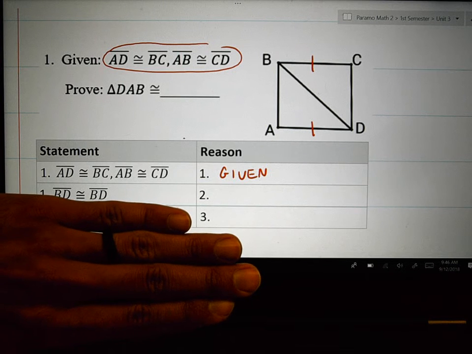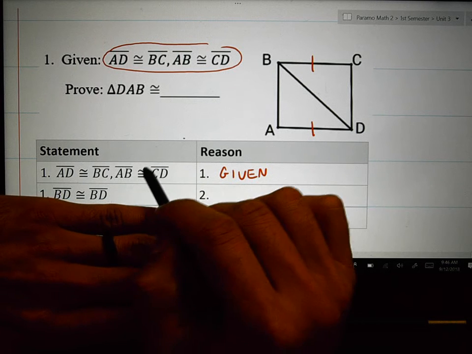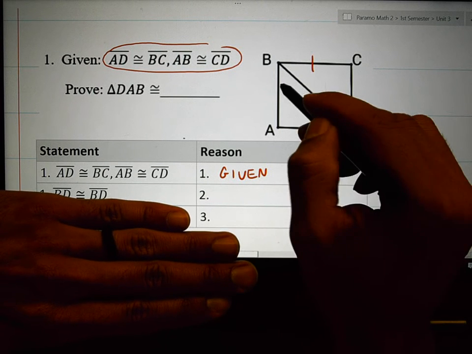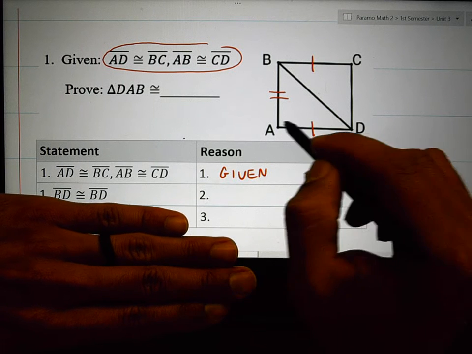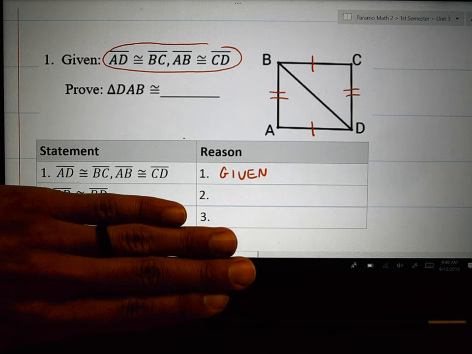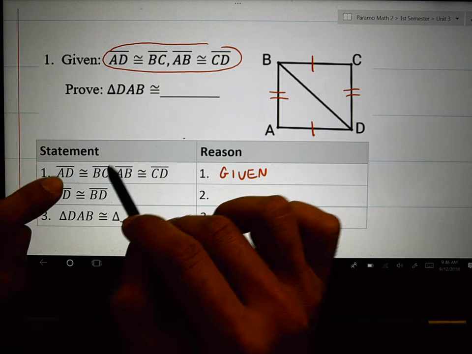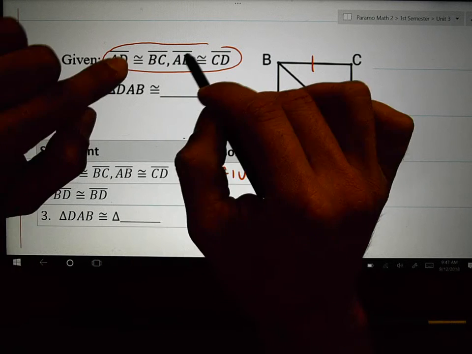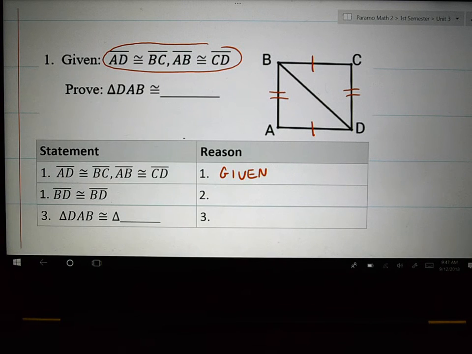What else is congruent? It says AB is congruent to CD. But they're not necessarily congruent to each other, so I'm going to use the double, because AB is different than AD. It's congruent to CD. Because it was given to us, I know that this is the statement. I know that information I have to add to my drawing. Every single one of these, you're going to add that information to the picture.